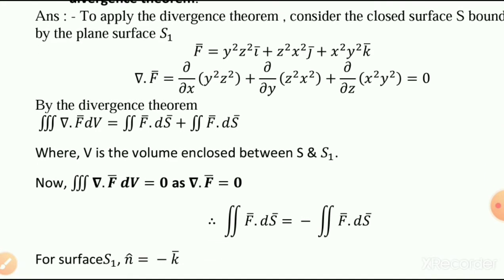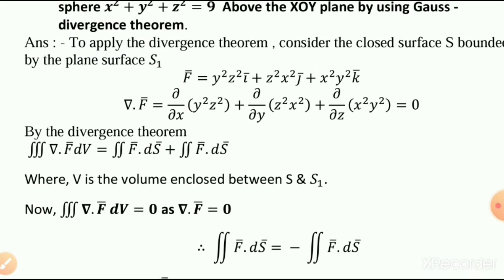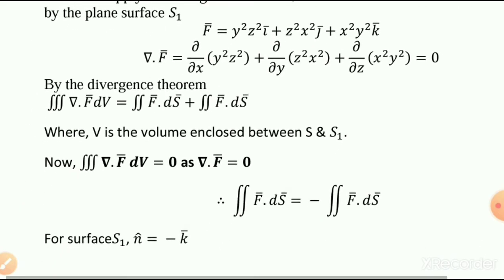Now as the area is distributed into two parts, S and S1, by the divergence theorem, the triple integration of the divergence of f bar dV is equal to the double integration over the region S plus the integration over S1. But as we got here the divergence is equal to 0, the integration of 0 is a constant, 0, where V is the volume enclosed between the surfaces S and S1.